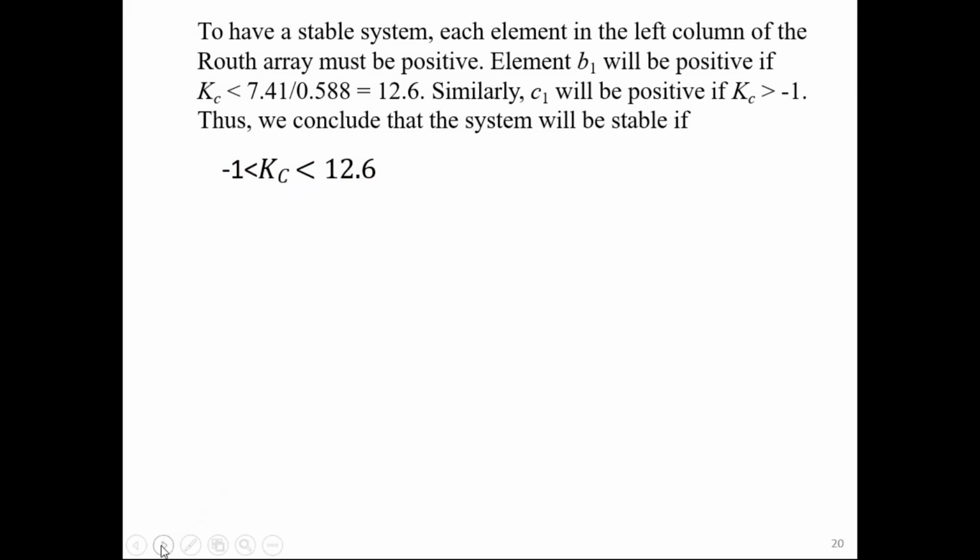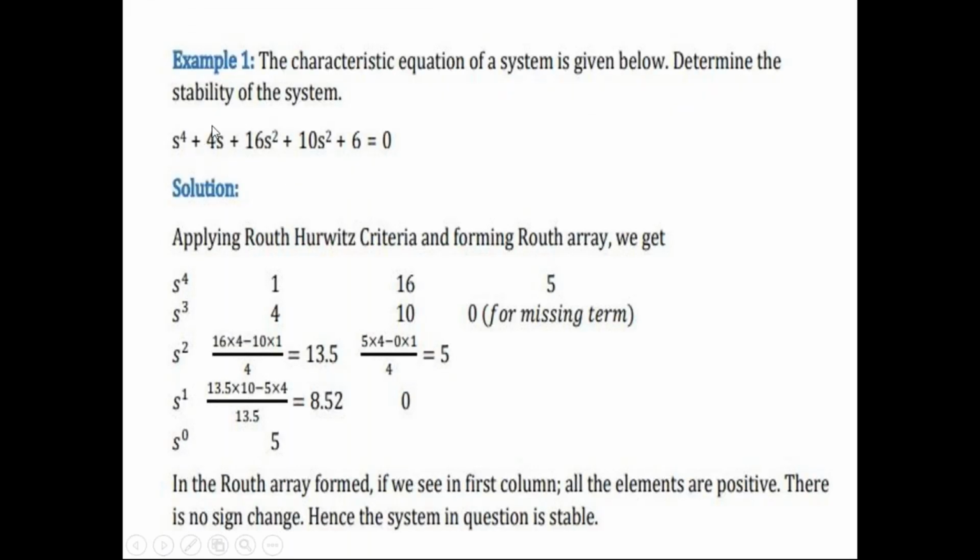The first problem: the characteristic equation of the system is given below. Determine the stability of the system. Okay, so this is how the question will come. In one question, they give 3-4 equations and ask you to find out the stability conditions of the following characteristic equations. So you write all of them. Okay, now first of all you have to write the given characteristic equation.